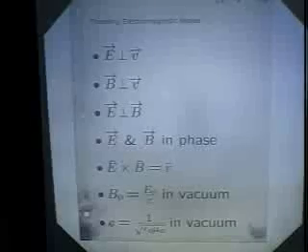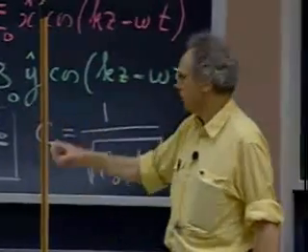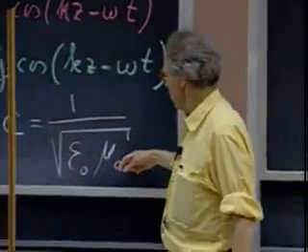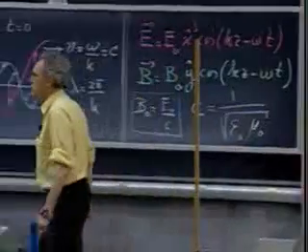And then, in case you're in vacuum, there is a relation between B0 and E0 that you are going to prove with Faraday's law, and then, combined with my result, the speed of electromagnetic radiation in vacuum is 1 over the square root of epsilon 0 mu 0. If you know the frequency of the electromagnetic radiation, then the wavelength follows immediately.